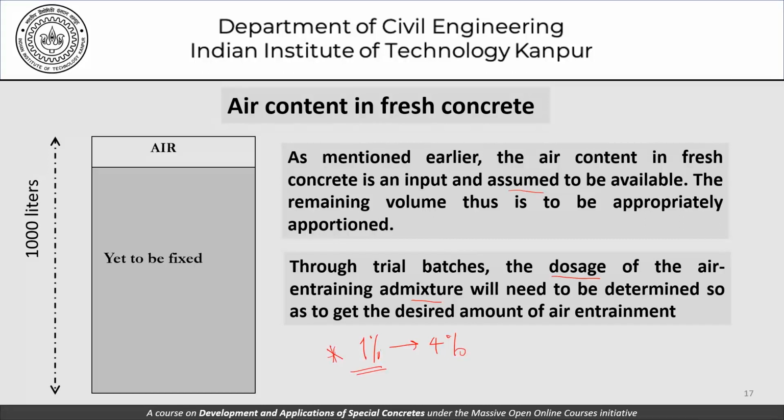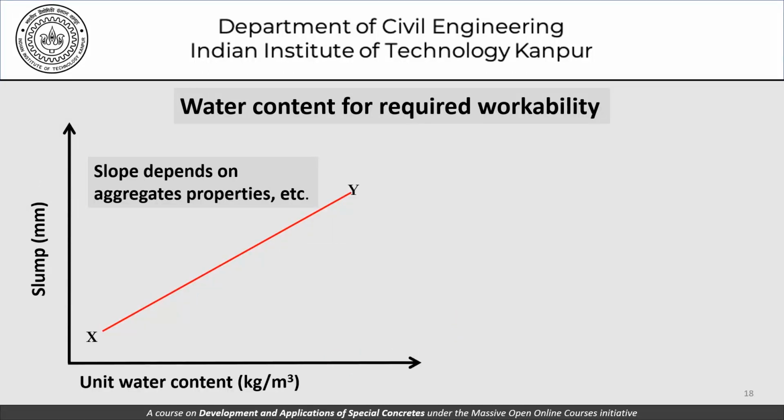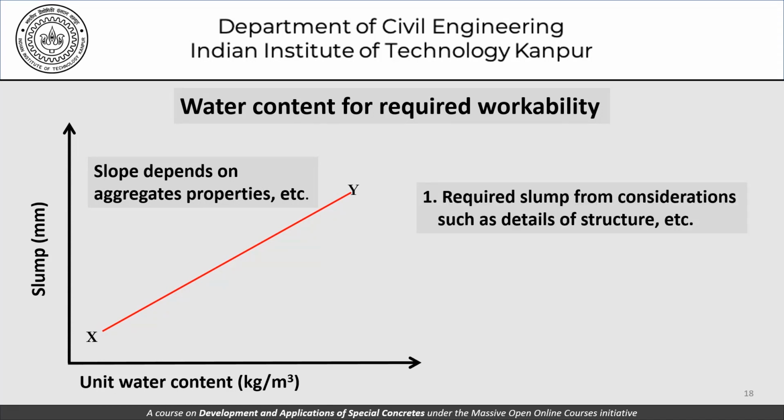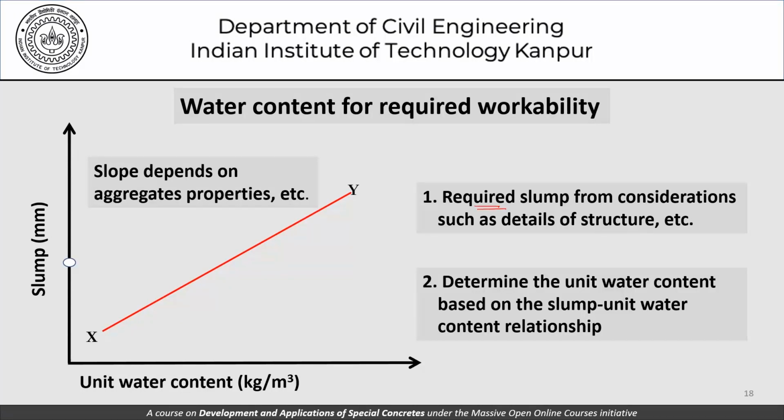Coming to the next part, we need the water content for the required workability. Now this slump, again, we have already discussed, depends on aggregate properties and so on. What we need is, what is the slump that you want? This slump would depend upon the details of the structure. We need to determine the unit water content based on the slump unit water content relationship. That is, if we want this slump, then this is the amount of water that we need.